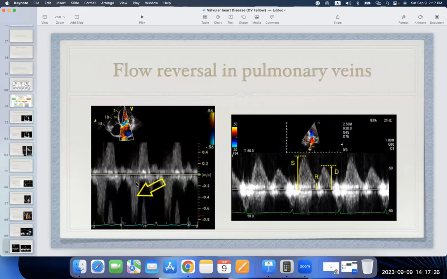Also, you should check the flow reversal in the pulmonary veins. Normally, the patient should have S dominant. The flow should go from the pulmonary vein to the left atrium, so it will go upward. You should put the pulse wave cursor inside the pulmonary vein. But if the patient has significant, severe MR, there will be a reversal. The flow will go from the left atrium into the pulmonary vein, and you will see a reversal in the S wave, because this occurs during systole when the MR goes back to the atrium. So you will see this reversal.